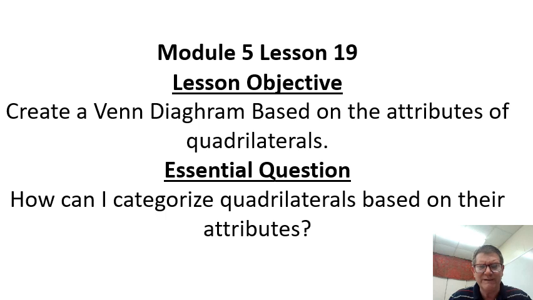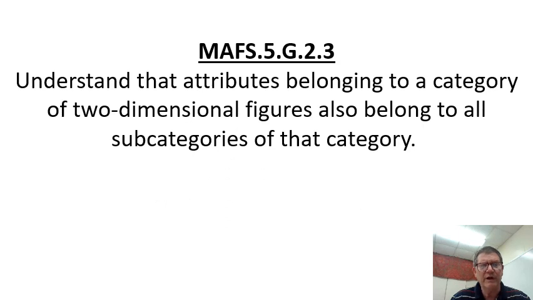Now, the essential question is, how can I categorize quadrilaterals based on their attributes? It's been really based on how many parallel sides they have and their angles. So if we keep that in mind as we're doing it, we'll be great. We're still working on MAFS 5.G.2.3, which is to understand the attributes belonging to a category of two-dimensional figures also belong to all subcategories of that category.